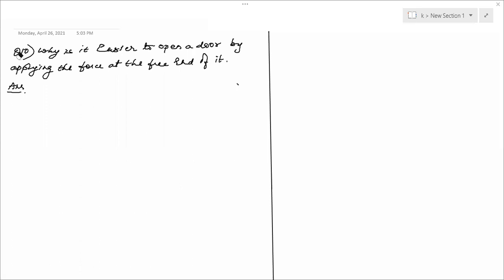Question number 10. Why is it easier to open a door by applying a force at the free end of it?